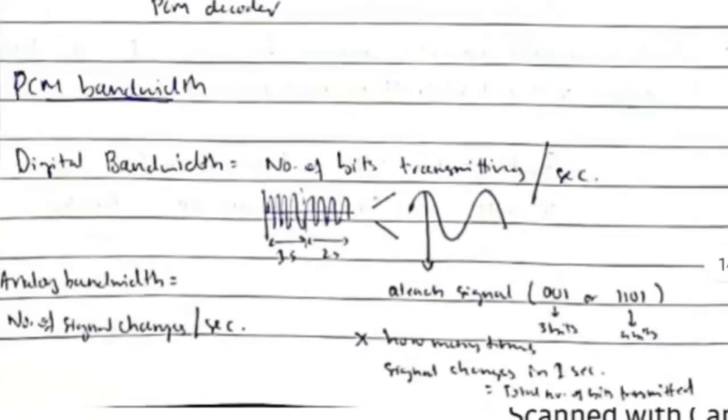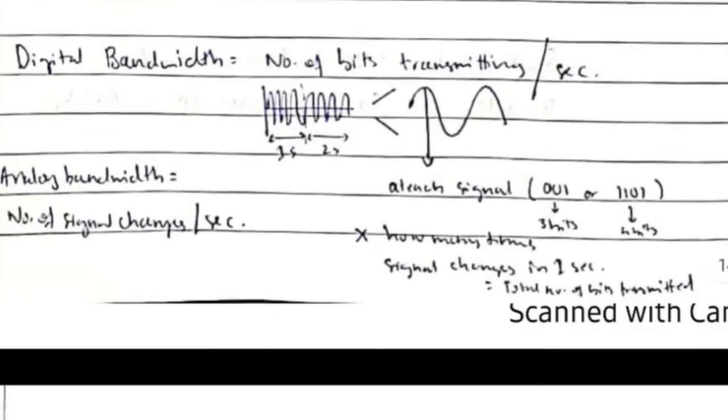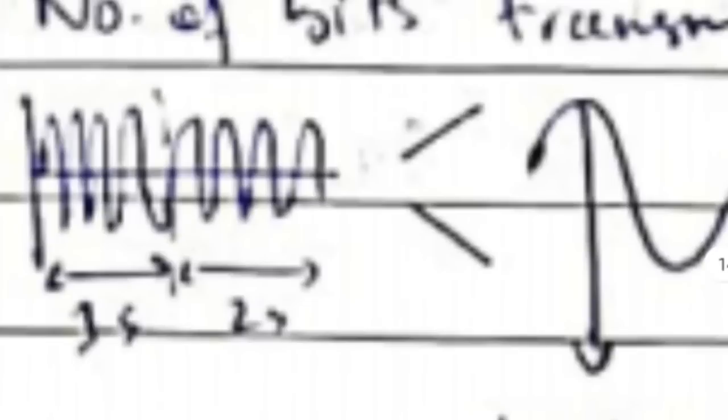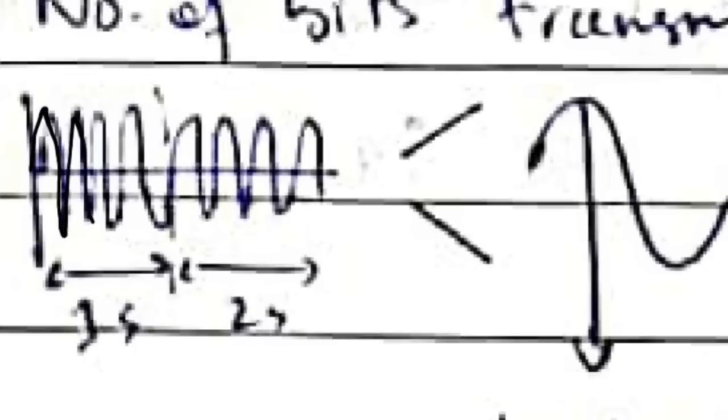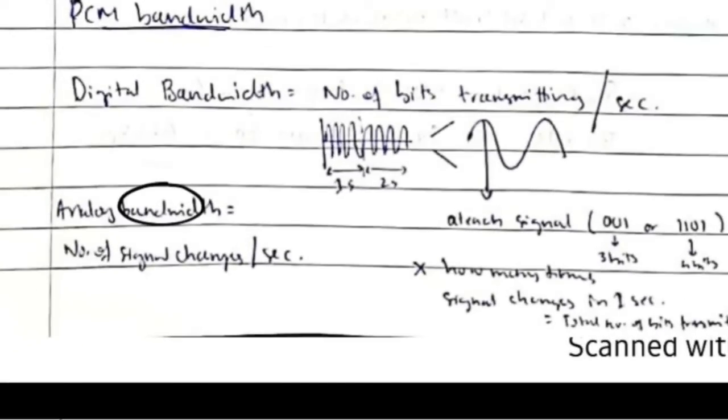The range of frequencies that can be transmitted at a particular interval of time is nothing but bandwidth. Analog bandwidth means the number of signal changes per second. See here, how many times is the signal getting changed? 4 times per second. So the frequency or the analog bandwidth is 4 hertz here.